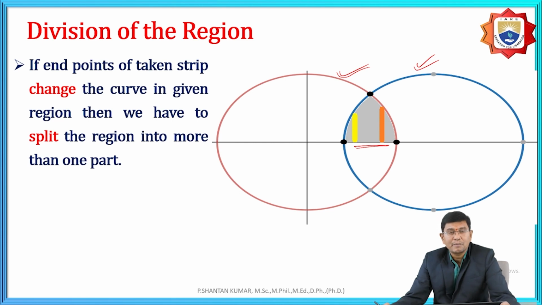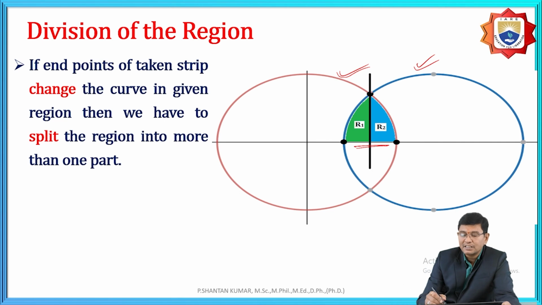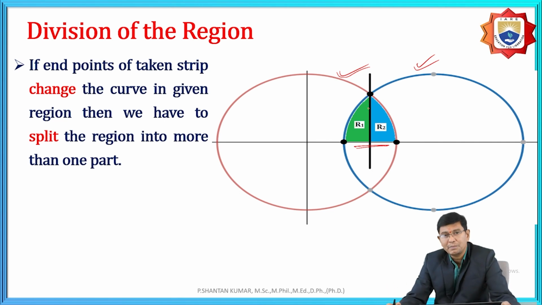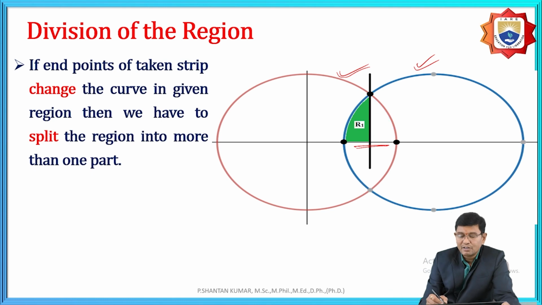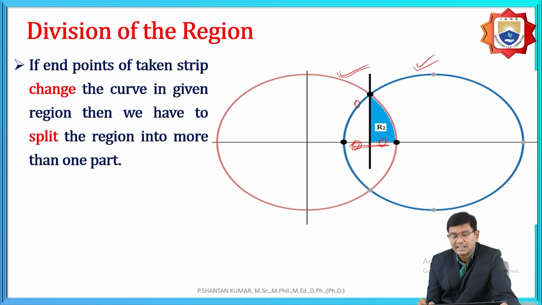With a strip parallel to the y-axis, we need to divide the region. Dividing the region means splitting it into two parts, one on the left side and the other on the right side. The left side is the R1 region and the right side is the R2 region. First, for the R1 region, the lower limit is on the x-axis and the upper curve is the right side circle. After that calculation, we find the R2 region, and in this also the lower curve is the part on the x-axis, and the upper curve is the left side of the circle.